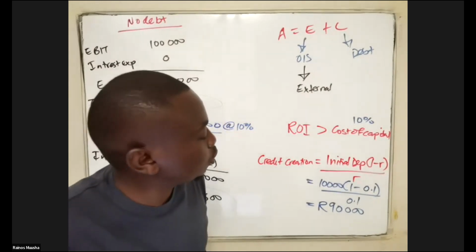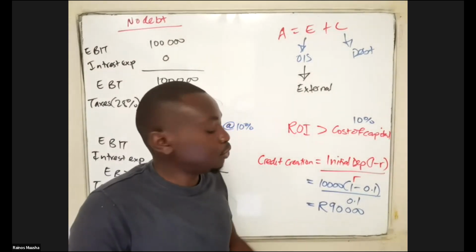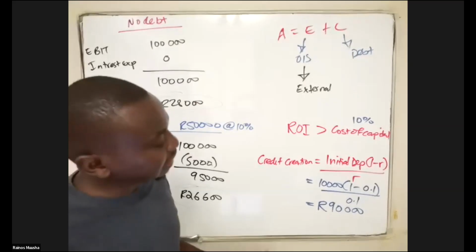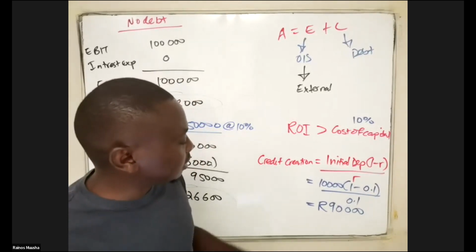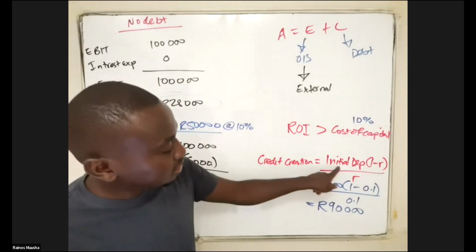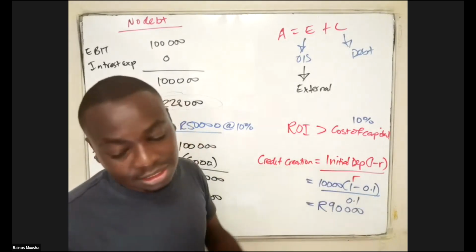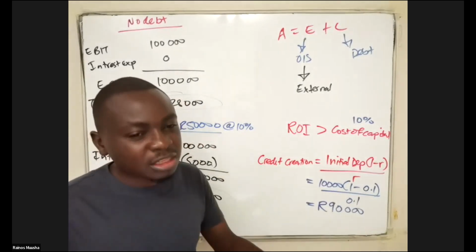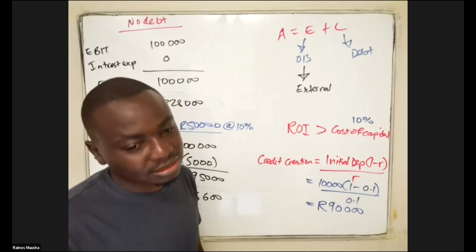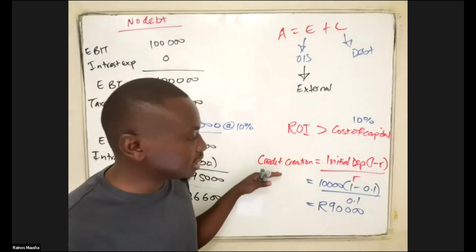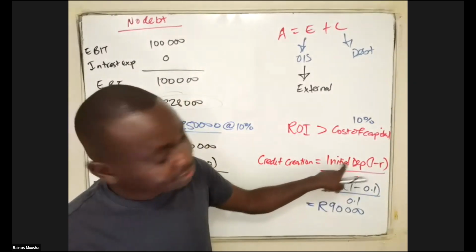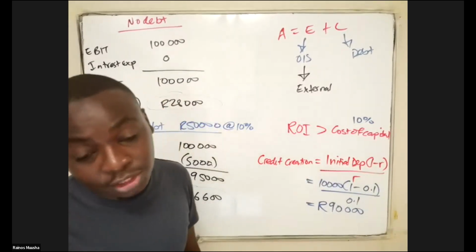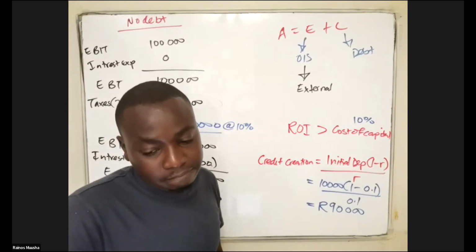There's no way they will ask you to calculate the credit creation if you don't have the reserve ratio, unless maybe, which I don't really expect them to do, they ask you to say the credit creation is this much, the initial deposit is this much, then how much is the reserve ratio? So it's more like mathematical manipulation, if that is the case. But in most cases, if they ask you for the credit creation, they'll have to tell you exactly what the initial deposit is and what the reserve ratio is for you to be able to calculate that.